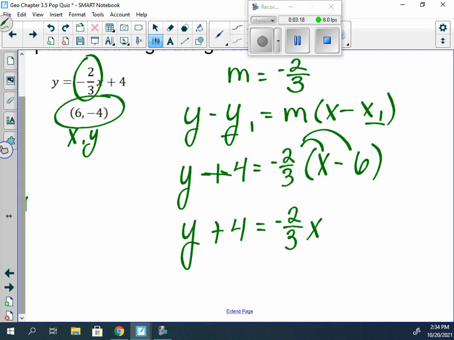Here we would have y plus 4 equals negative 2/3 times x, and then negative 2/3 times negative 6. A negative and a negative would make a positive, so we know it's plus. And 2/3 times 6 would be 4. And again, we could have plugged that into a calculator and it would have told us. Now we said the slope was negative 2/3, right? Y equals mx plus b. So it will be the same number in front of x.